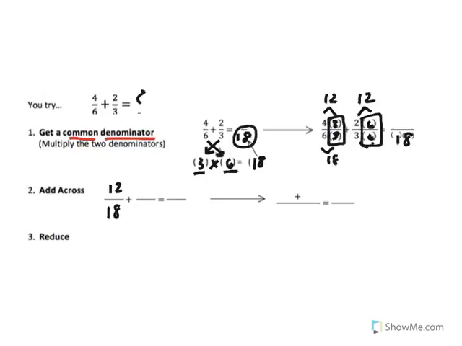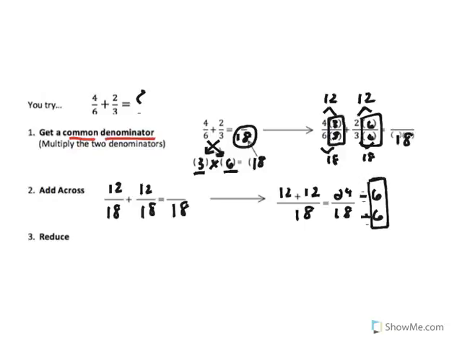6 times 3 is 18. Plus 12 over 18 equals, and now I add across. 12 plus 12 over 18 equals 24 over 18. Can I reduce? Yes. Divide by 6 here, 6 here. Again, these two numbers must be the same number. And I get 4 over 3.